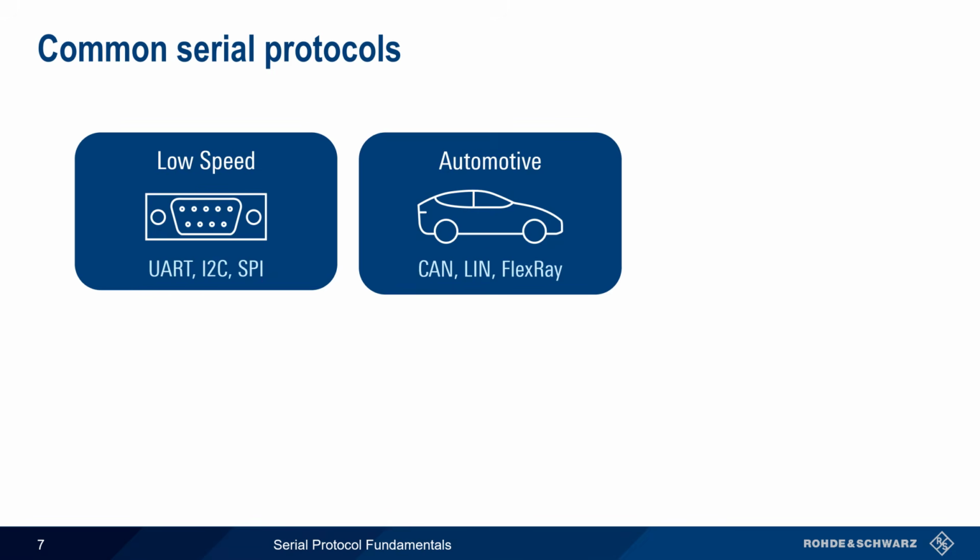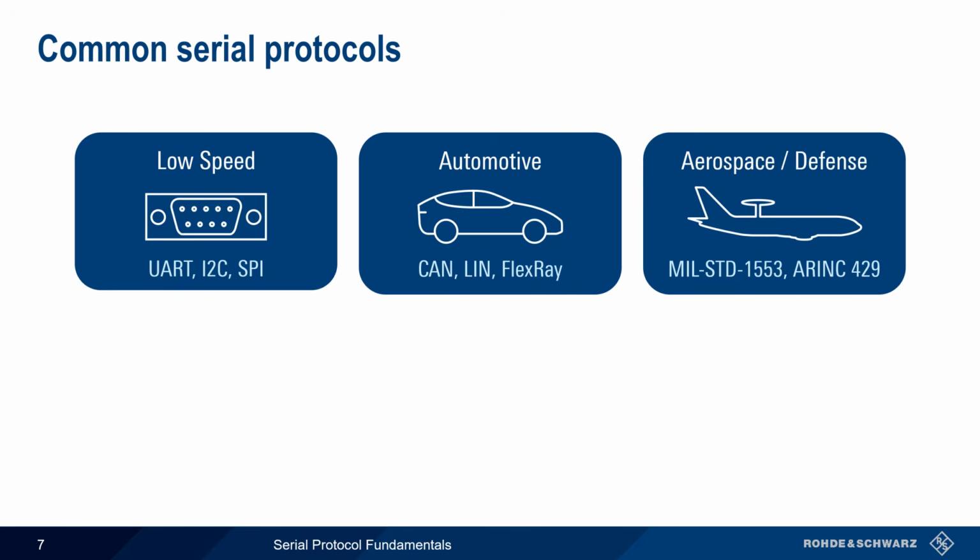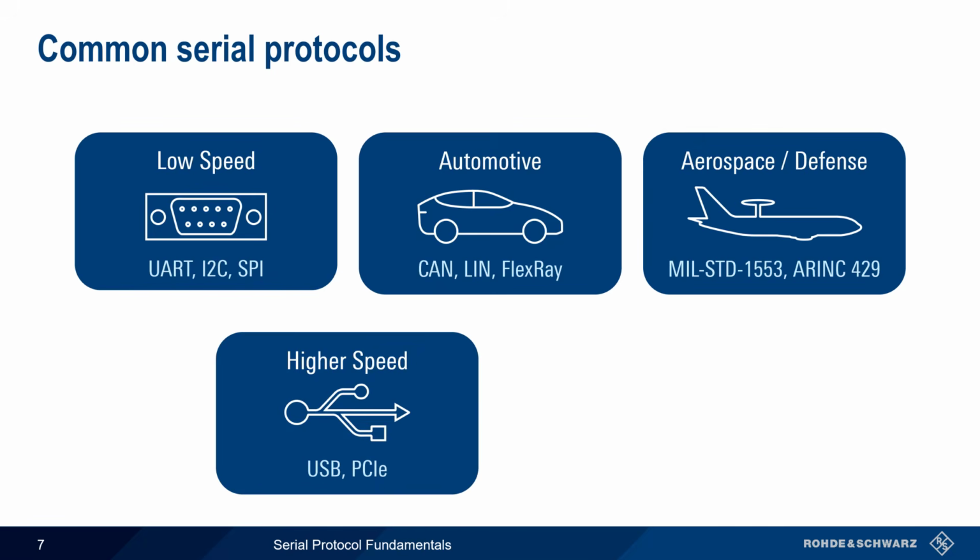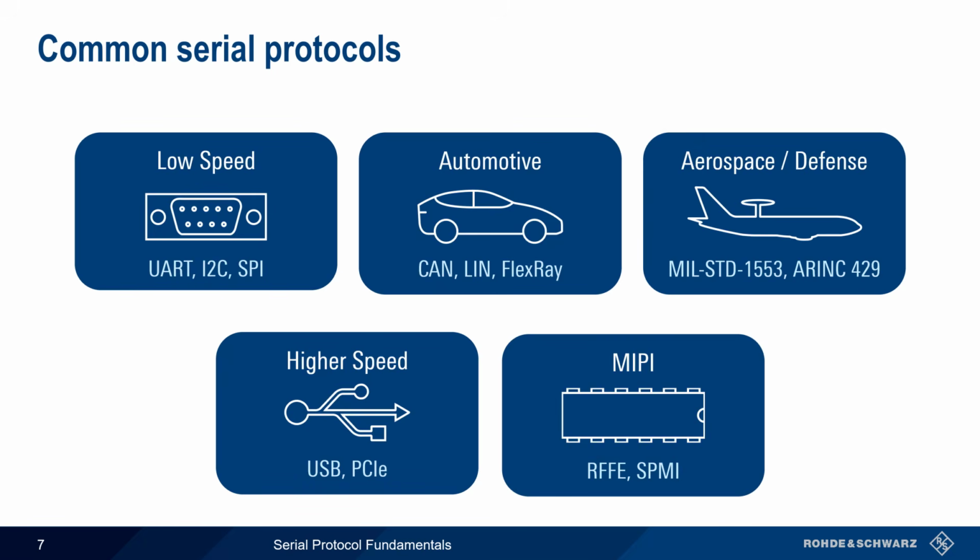A third category of serial protocols are those primarily used in aerospace and defense applications, such as Mil Standard 1553, ARINC 429, SpaceWire, etc. Higher speed general purpose protocols include the ubiquitous USB, as well as things such as PCIe. And finally, some protocols are grouped by the defining standards organization. For example, MIPI standards such as RFFE for RF interfaces, or SPMI for system power management.